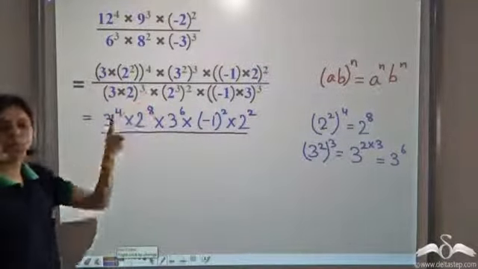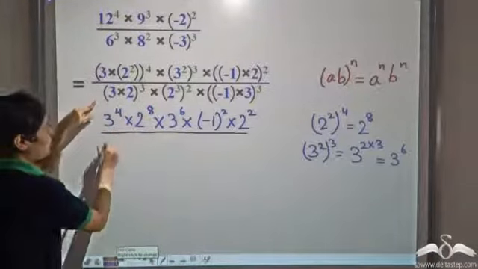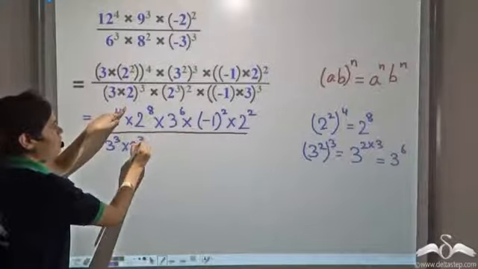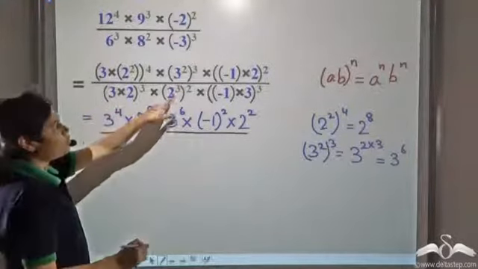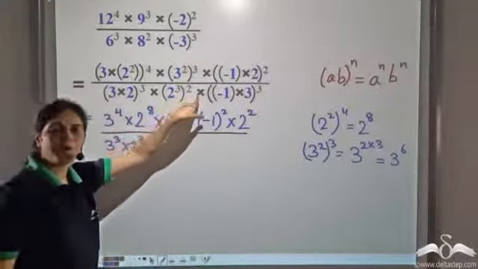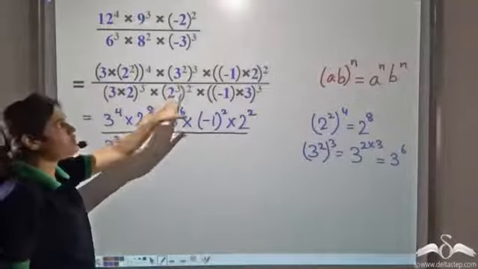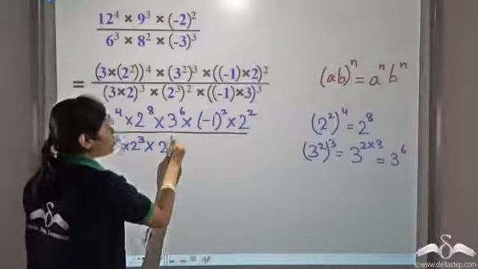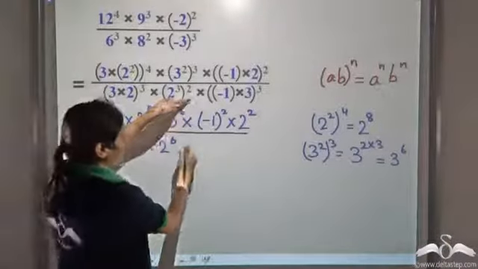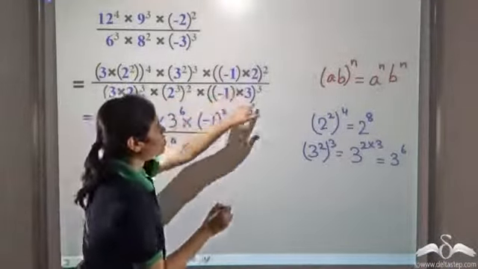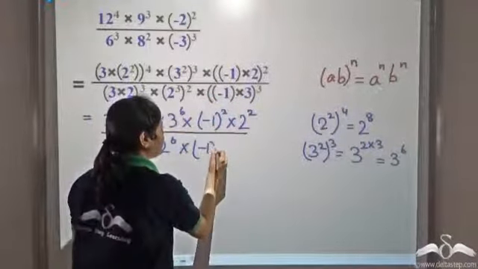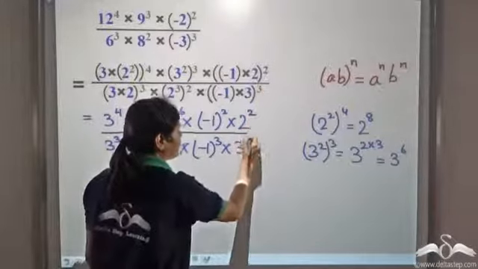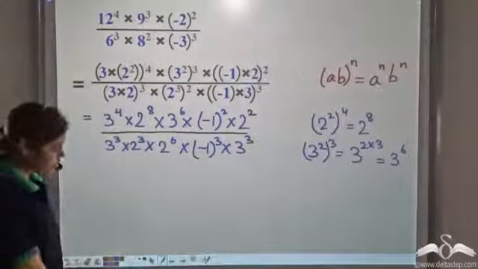3 into 2 to the power 3 is 3 to the power 3 into 2 to the power 3 into 2 to the power 3 whole to the power 2 is 2 to the power 3 into 2, which is 6. So this is 2 to the power 6 into negative 1 to the power 3 into 3 to the power 3. So this is what we have.